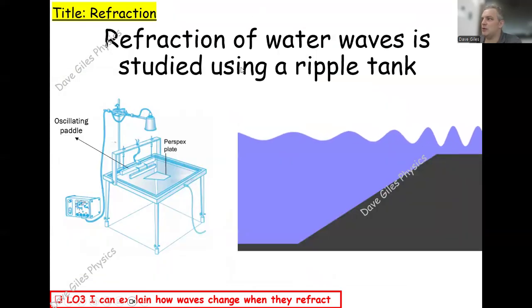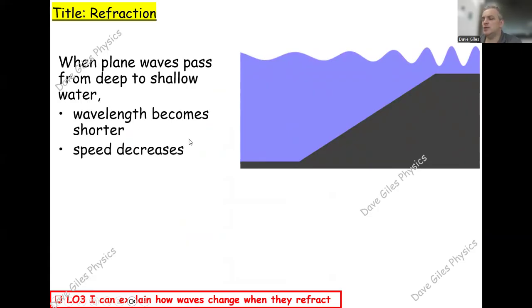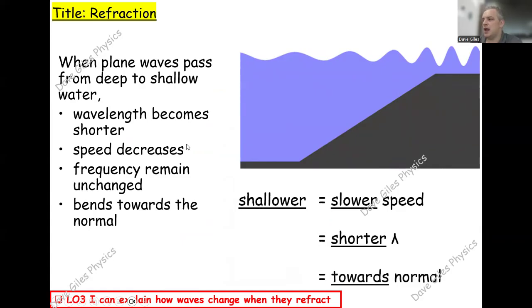And we're going to have a look at refraction in a ripple tank or in water. So you can see here, it changes speed when it goes from deep water to shallow water. When the plane wave passes from deep to shallow water, the wavelength becomes shorter. The speed decreases, the frequency remains unchanged, and it bends towards the normal. So when it gets shallower, think slower speed, shorter wavelength, and towards the normal.